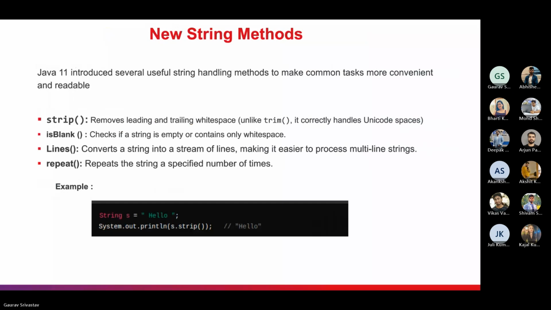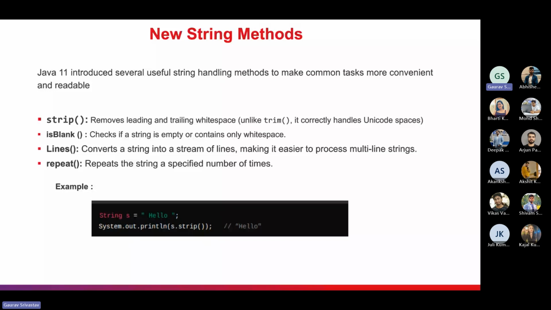Java 11 also introduced several string handling methods to make common tasks more convenient. These are the string methods provided in Java 11. The first one is the strip method. The strip method is used to remove leading and trailing white spaces. As you can see in the example, we have the string Hello World with white spaces on the left and right side. If you want to remove this white space, you can use the strip function.